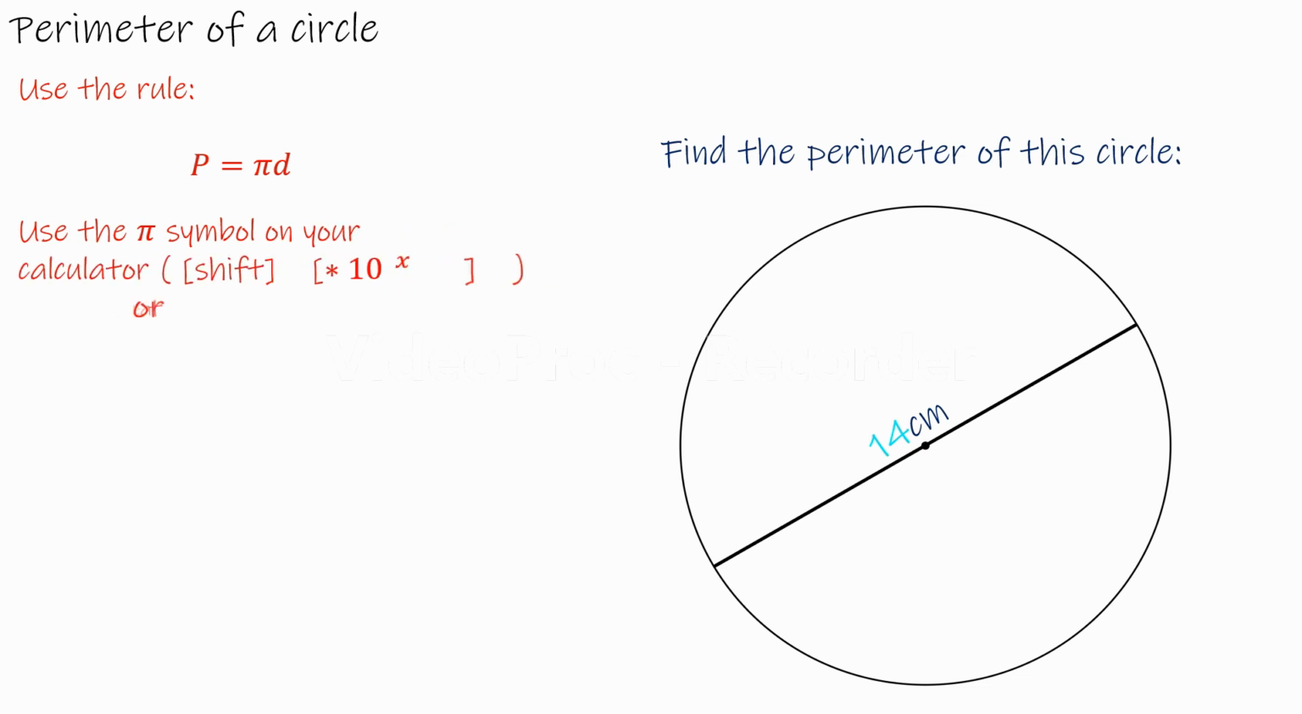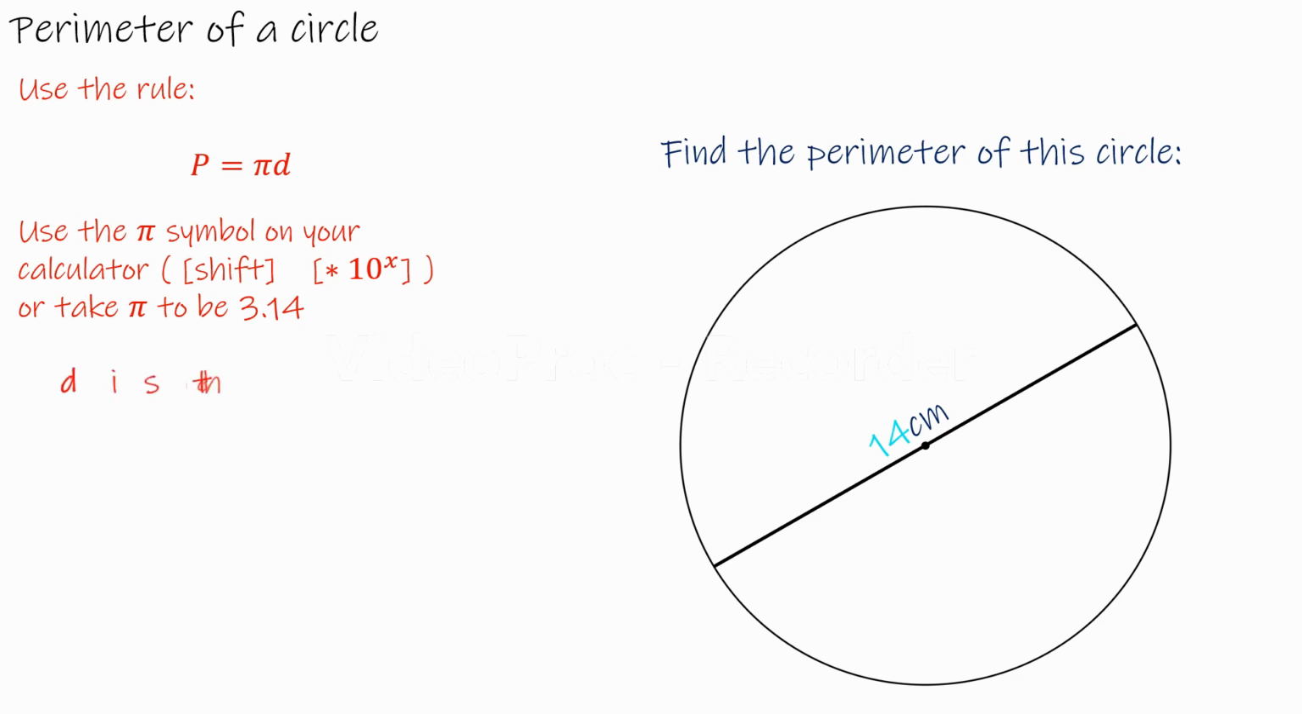Now, for pi, we're going to use the pi symbol in our calculator. To access this, you simply need to hit Shift and then the button which is times 10 to the power of x. This is a button in itself, and you'll find it towards the bottom of the calculator, quite close to the equals button. Or in a non-calculator test, we're going to take pi to be 3.14 if we don't leave it in its pi term. You'll see what I mean in a moment.